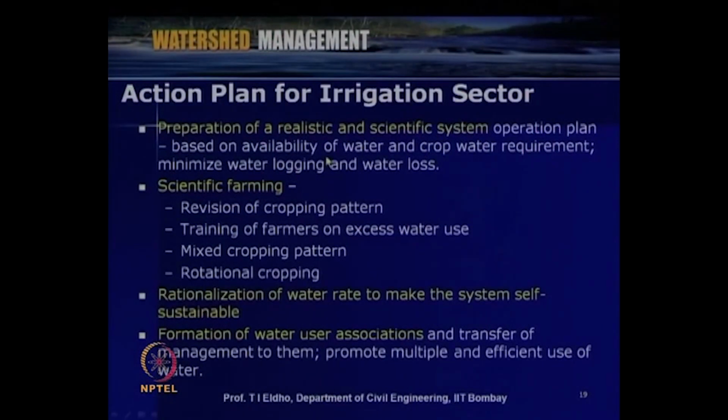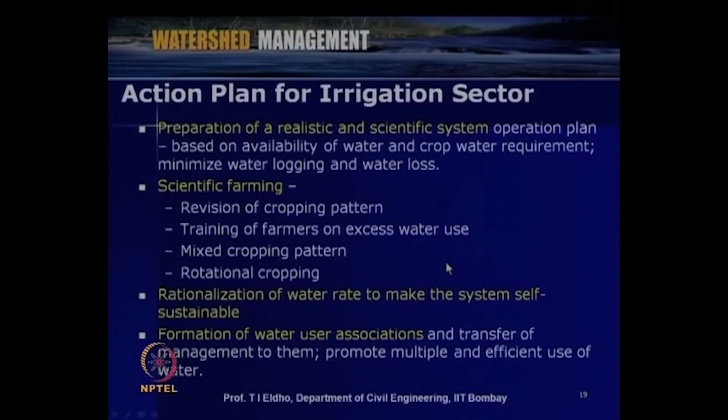Then further we can prepare a realistic and scientific system operation plan based on availability of water and crop water requirements. We can scientifically study the crop water requirement, accordingly supply the water, and minimize waterlogging and water loss. Then as I mentioned earlier, we can go for scientific farming, where the crops will be grown with less water, or we can use less water intensive crops. So, revision of cropping pattern, then training of farmers on excess water use, then mixed cropping pattern, then rotational cropping. All these schemes are very important water conservation measures as far as the irrigation sector or agriculture sector is concerned.